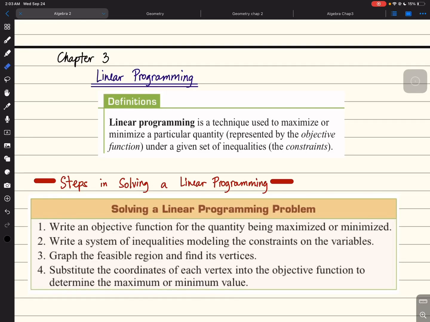Hello, in this video we're going to focus on linear programming, as a continuation of chapter 3. Okay, so I have a definition here. This is according to BJU books, or Bob Jones University books.